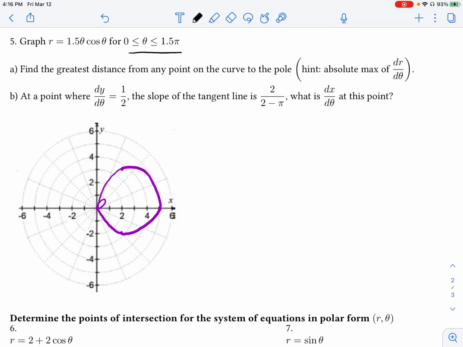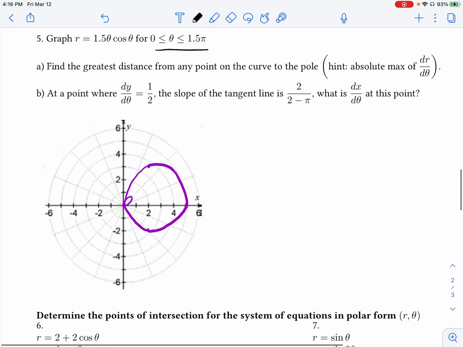Now, part A, this is where we want to have a bulk of our conversation. It asks us to find the greatest distance from any point on the curve to the pole. Think about what this is saying. We're basically asking ourselves, where do we think we have the largest value of r? What is the largest distance from our pole to some point on the curve? Well, instead of us guessing, how can we use calculus to figure that out? Effectively, what we're asking for is the maximum value, and I'll write that. We're looking for the maximum value for r.